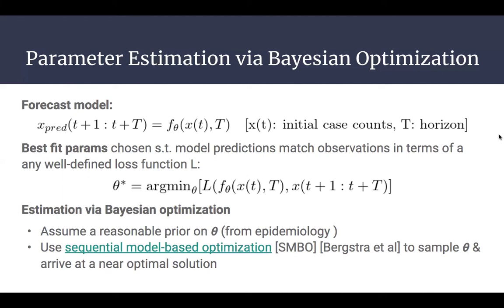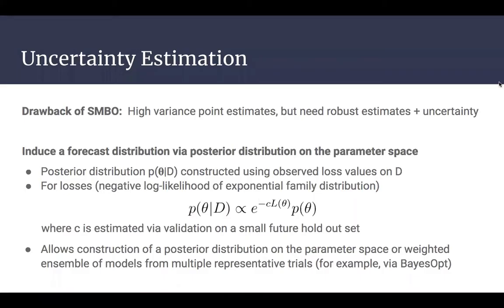In order to do this in a model and loss function agnostic fashion, we use sequential model optimization techniques such as the tree structured Parzen estimator. It's fairly straightforward to employ other Bayesian optimization techniques as well. Though the Bayes-opt approach provides good parameter fits, a key drawback is that it provides point estimates with high variance.